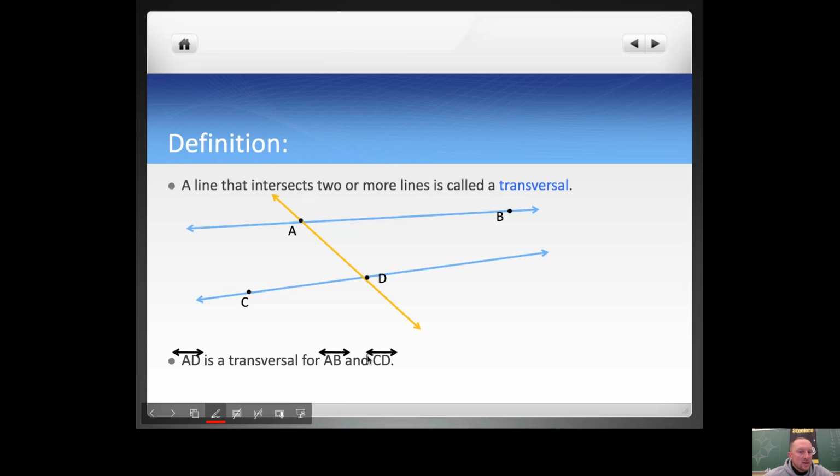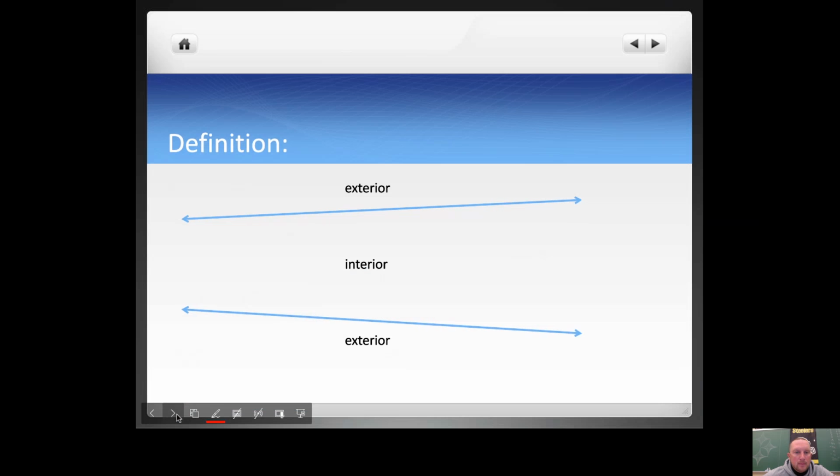So here's how it's stated geometrically. Line AD is a transversal for line AB and line CD. If we take that yellow transversal off and just look at some regions that are created with the two blue lines, the region that's in between the two blue lines, we're going to call that the interior. And then the region above the top blue line will be exterior, and the region below the bottom blue line will be exterior.